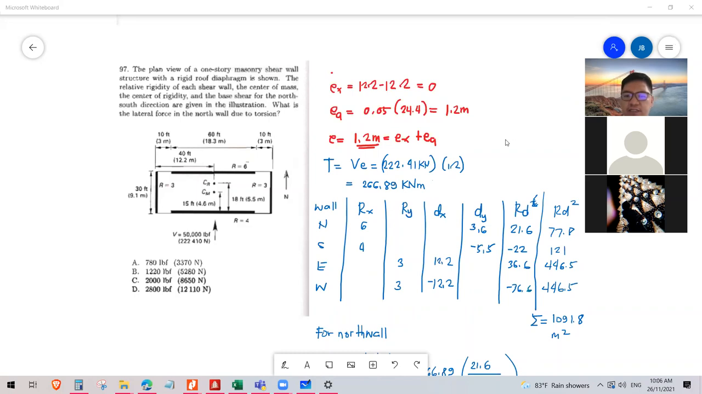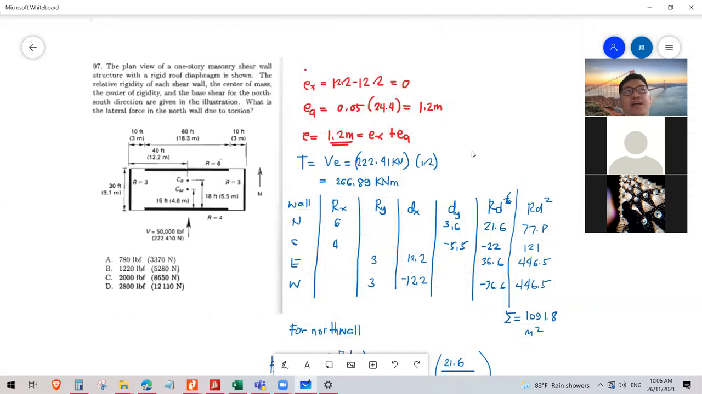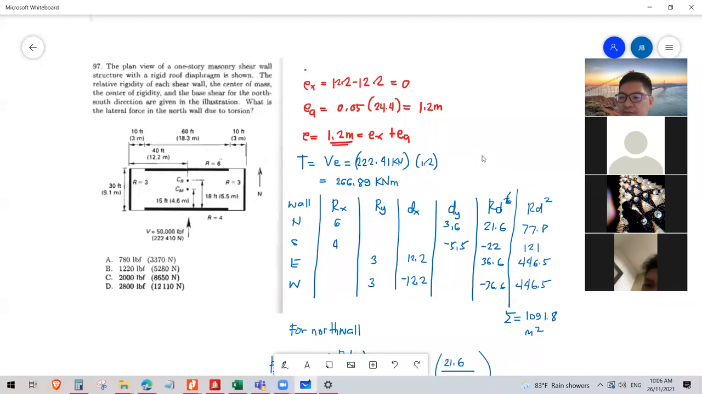Okay, next is, kasi doon, remember dun sa plates nyo, ano ba yun? KJ, no? KJ prime, KJ double prime, yun yung nandun, no? Yung tabulation nyo. Dito medyo mas simple, no?